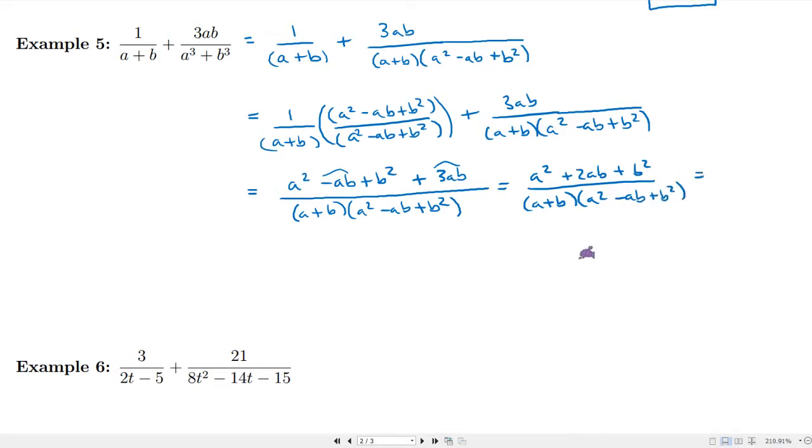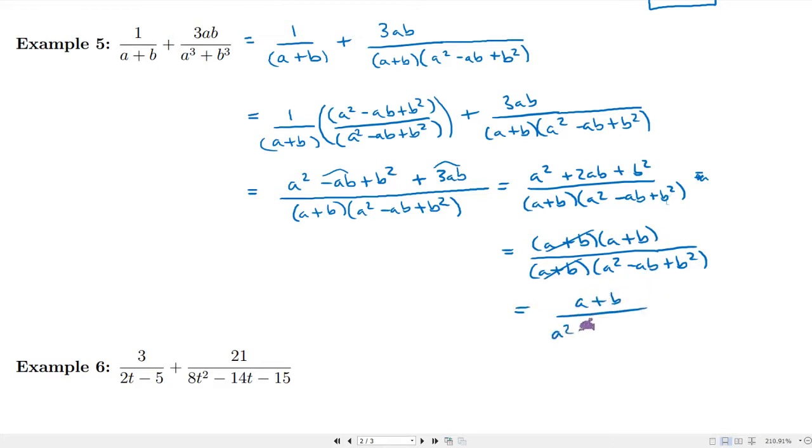But the numerator definitely factors, right? Numerator is what? That is a plus b times a plus b, right? A squared, ab to give us a 2ab, and then plus b squared divided by the a plus b over a squared minus ab plus b squared. And we reduce one of the a plus b's, and we're left with a plus b divided by this trinomial that's not going to factor. And that is our answer.